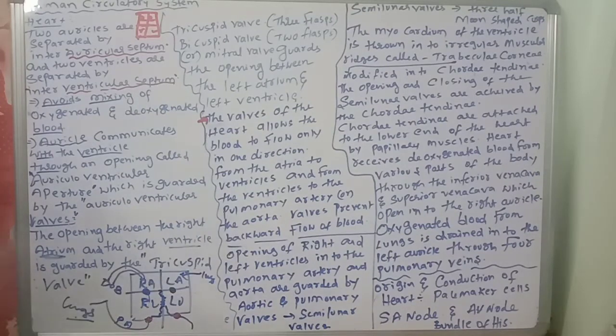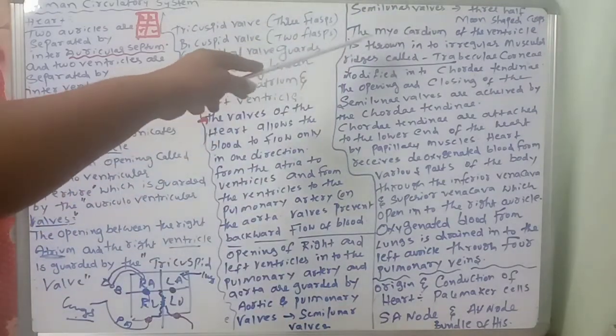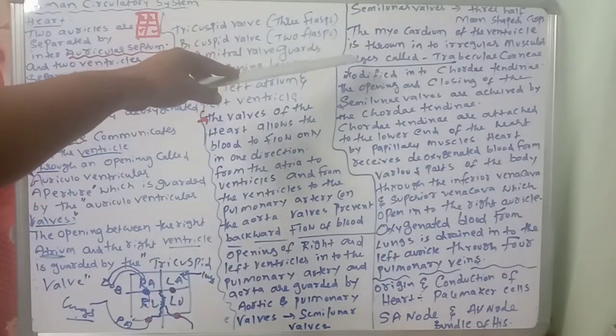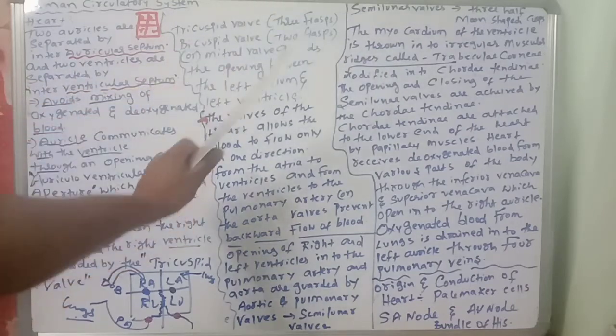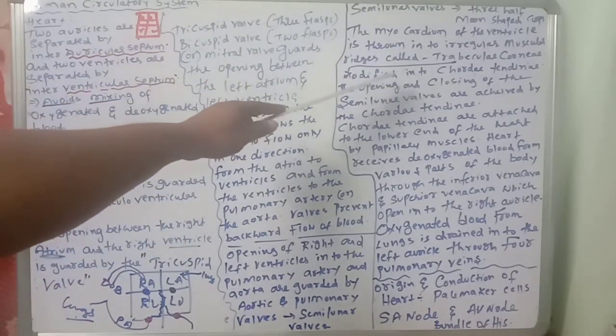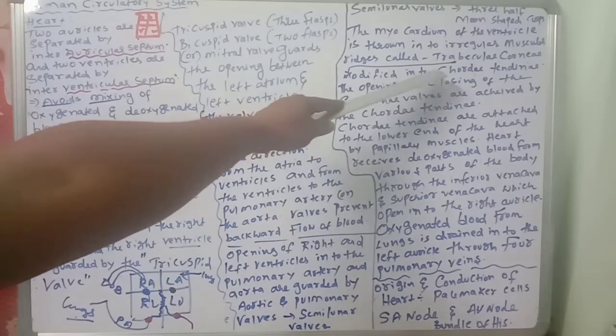The openings of the right and left ventricles into the pulmonary artery and aorta are guarded by the aortic and pulmonary valves, or semilunar valves. The semilunar valves have 3 half-moon shaped cusps. The myocardium of the ventricle is thrown into irregular muscular ridges called trabeculae carneae, modified into chordae tendineae.